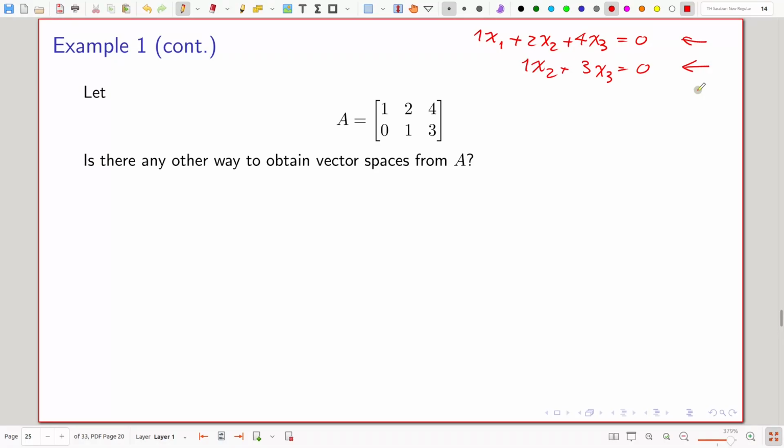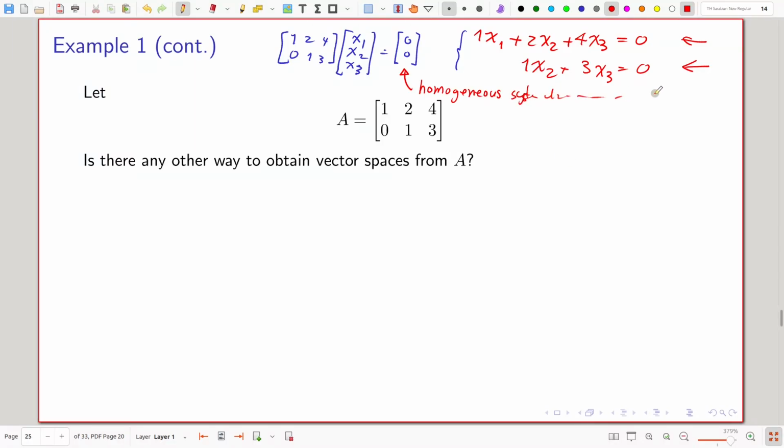The other way to write this, and to keep the matrix, is to write it this way: 1 2 4, 0 1 3, times, you have 3 variables, right, equals 0. So a system of linear equations where the constant right-hand sides are all 0 is referred to as a homogeneous system of linear equations. When you see homogeneous, you know, okay, they are 0.